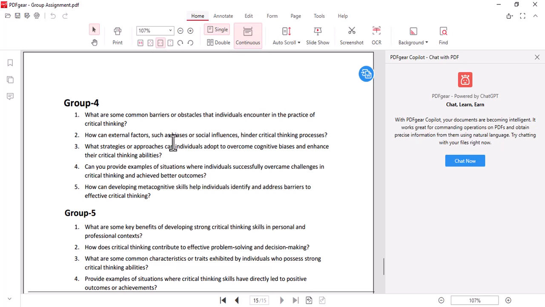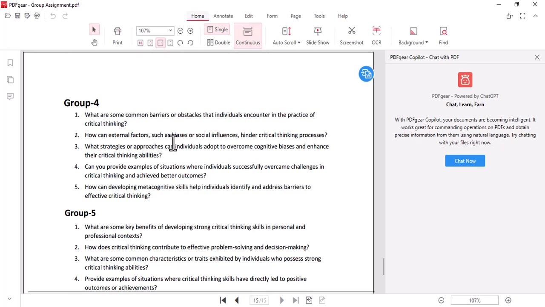Nice. What's the difference between egocentrism and sociocentrism? Egocentrism is believing what you want to be true, or self-centered thinking, and sociocentrism is believing what the societies or the cultures believe.